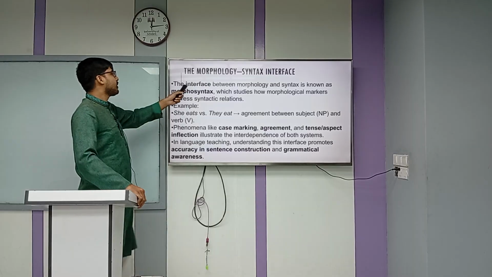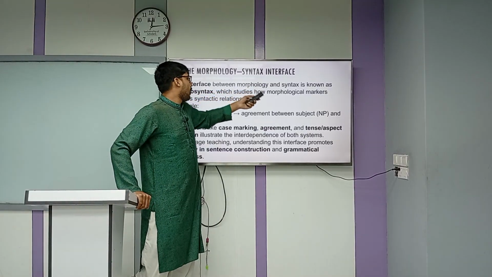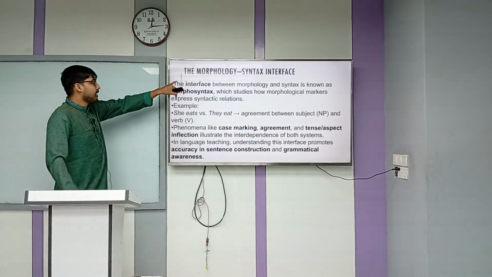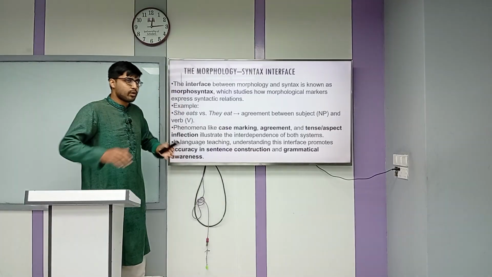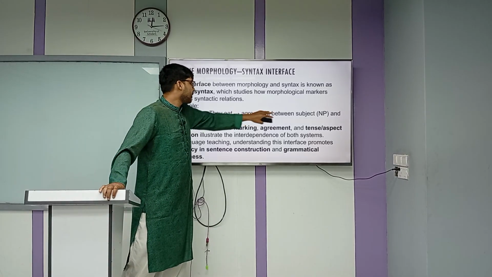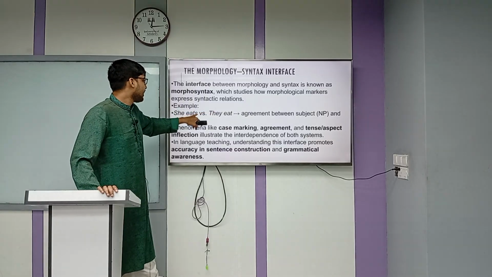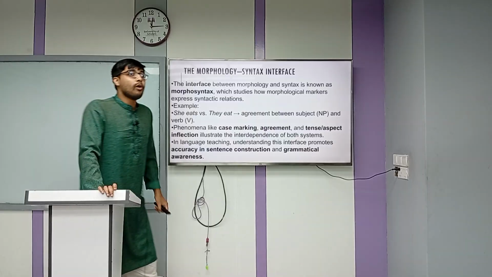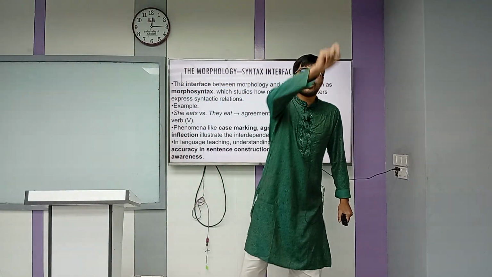Let's see. The interface between morphology and syntax is known as morphosyntax, which studies how morphological markers express syntactic relations. Please, everyone, understand these things. If you want to write, no problem, but I will not force you. For example, she eats versus they eat. Agreement between subject and verb. Eats, eat. Subject-verb agreement. So morphology changes for the sentence structure. Sentence structure also changes for morphology.